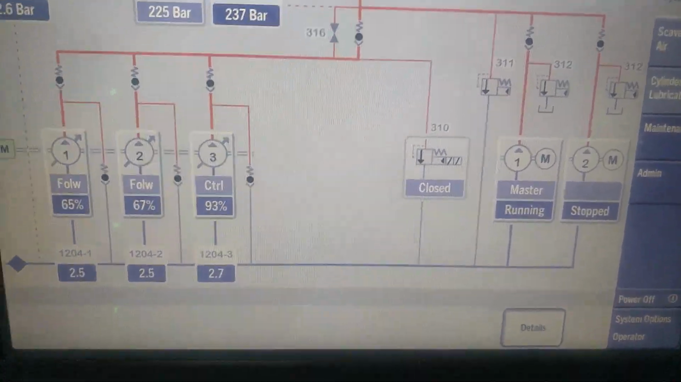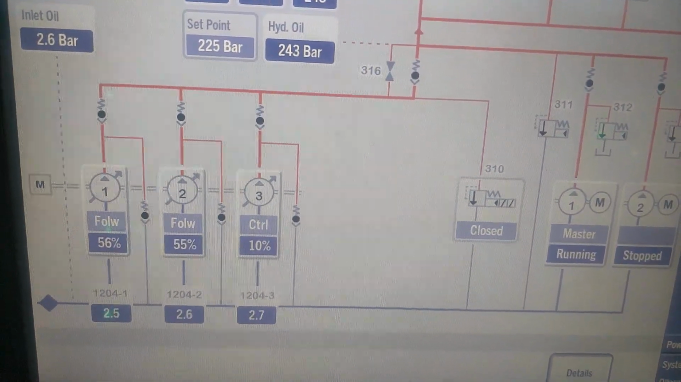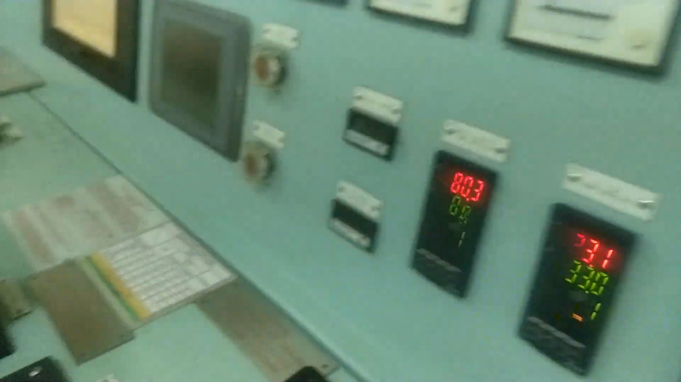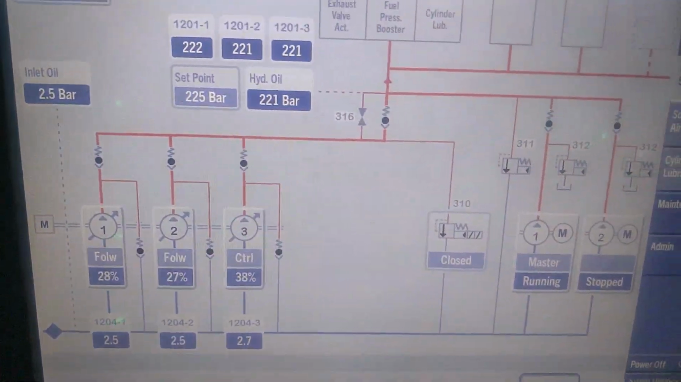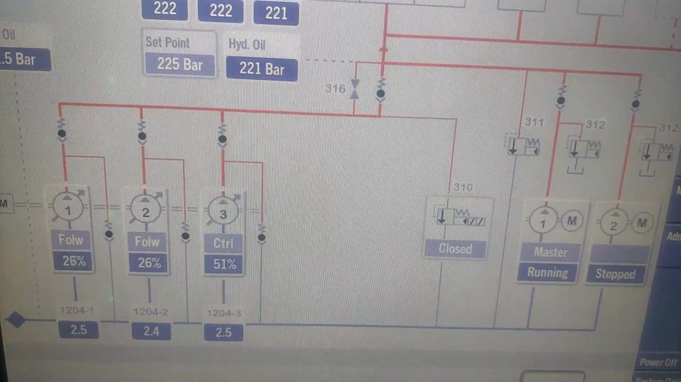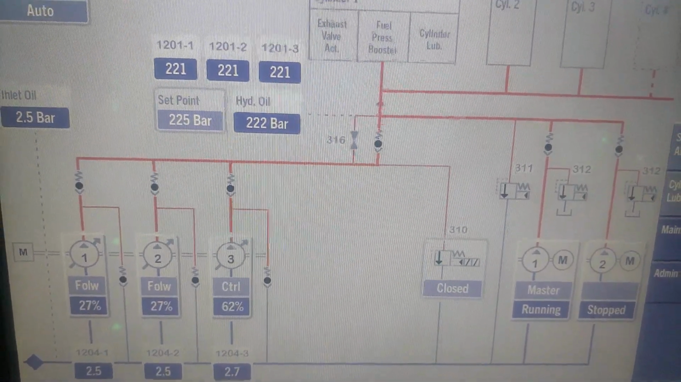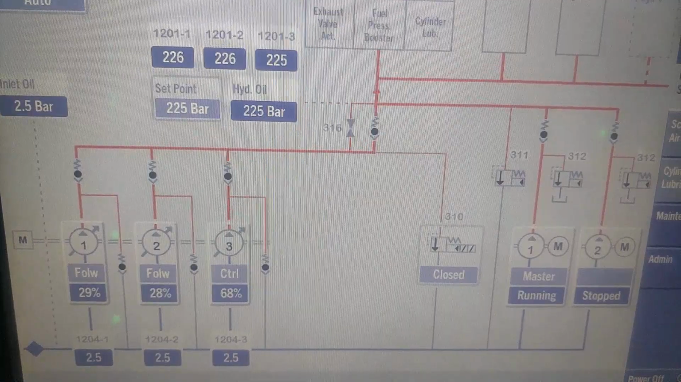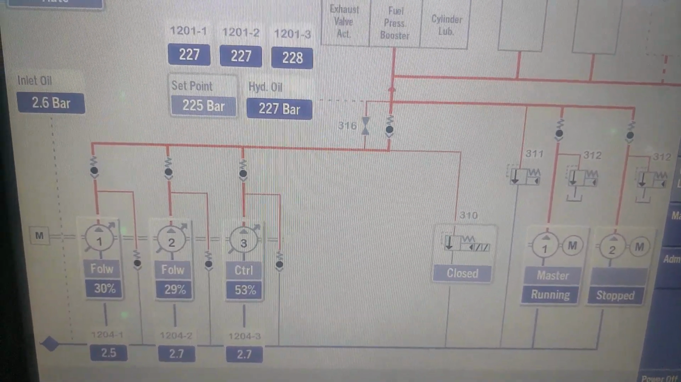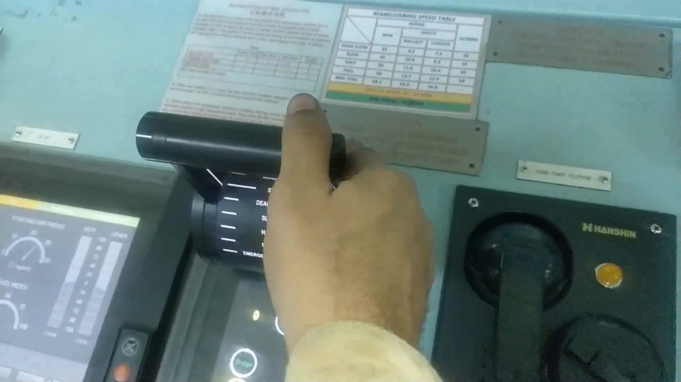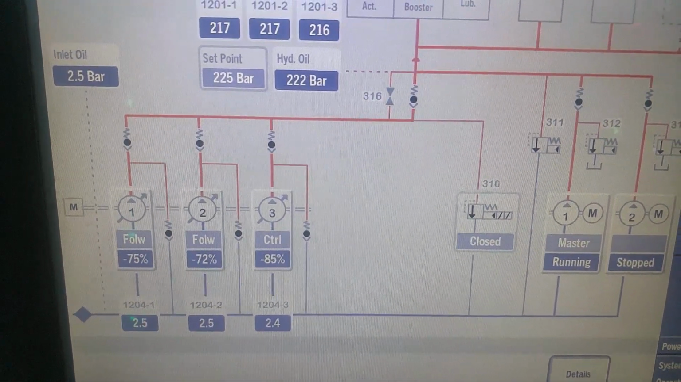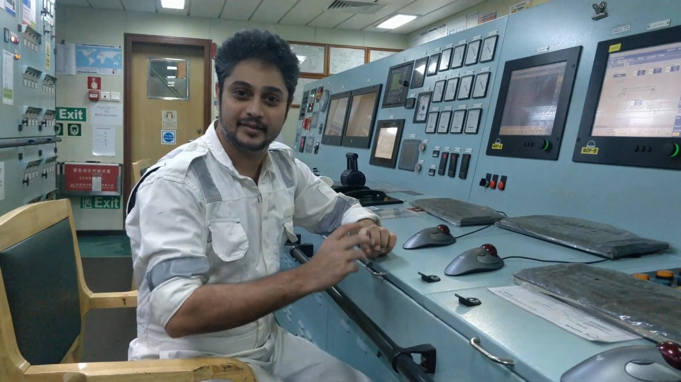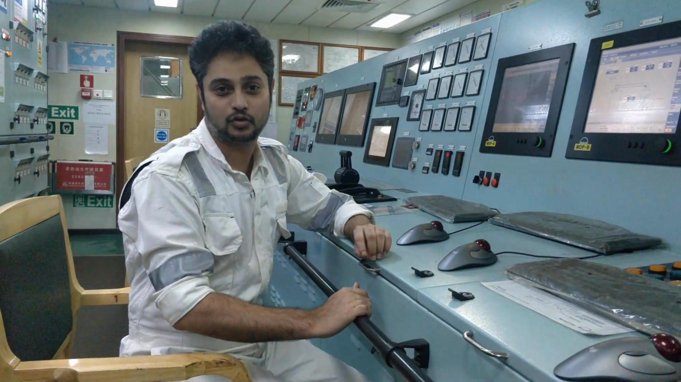The engine is in ahead direction. You can see the swash plate in ahead. It's now dead slow ahead. Engine is in dead slow ahead. Swash plate position is positive. You can see now. In the video, guys, you would have observed the negative position of the swash plate.